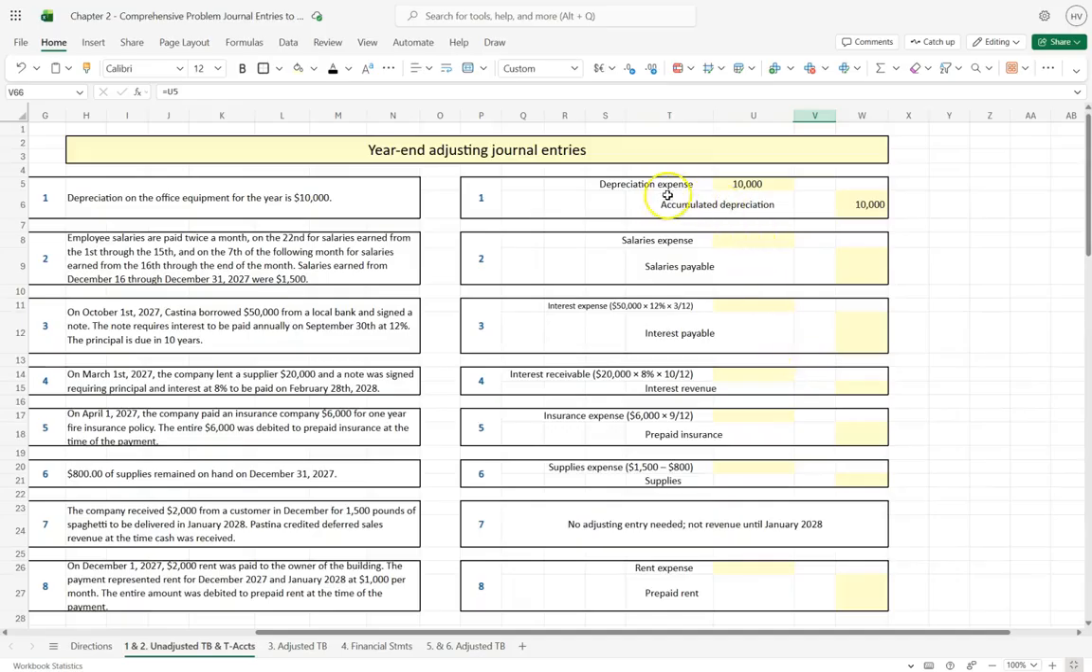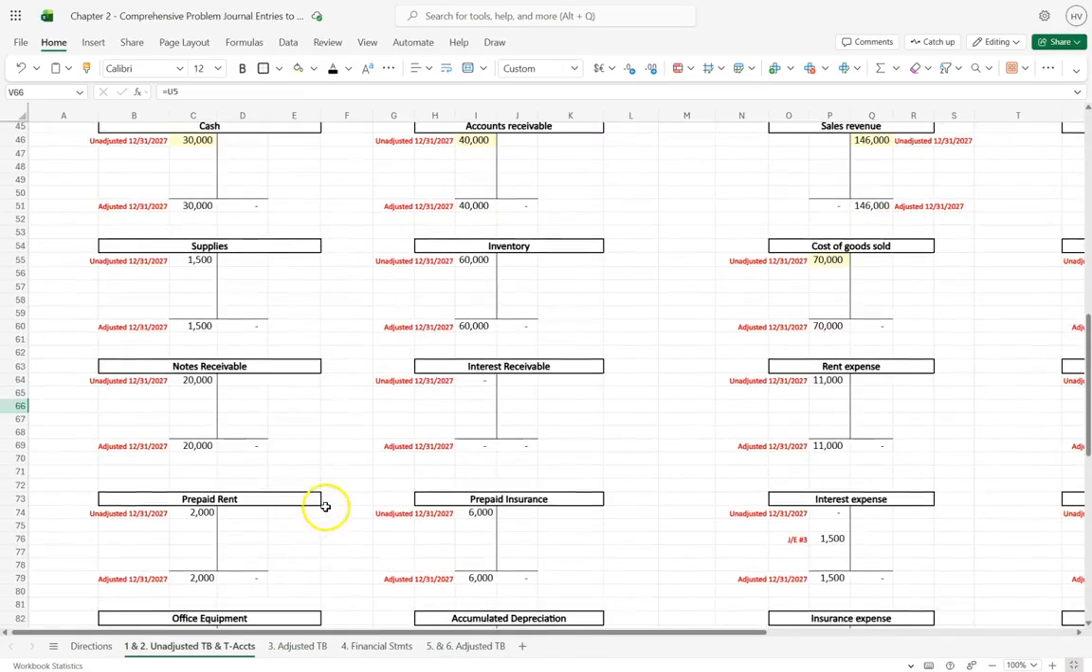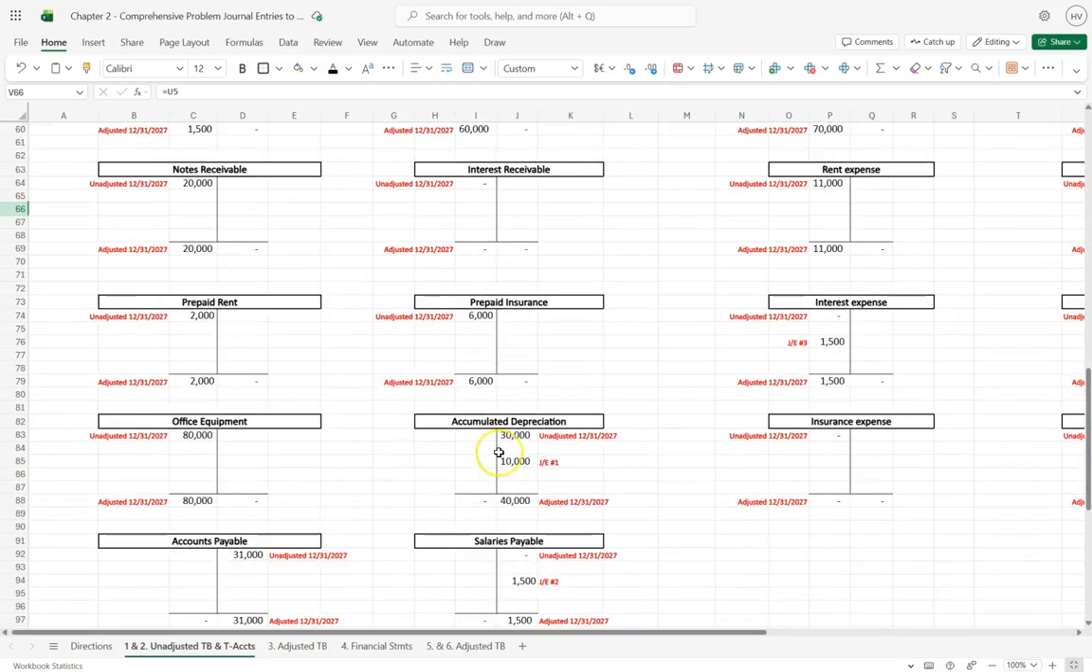And then the other part of this entry is credit accumulated depreciation, which is a balance sheet contra asset account. Because it reduces the asset, whether it's equipment or building, whatever it might be, it reduces that account. It's a contra asset account. We'll learn about that in later chapters. But here's my accumulated depreciation T account. My unadjusted trial balance already had a balance of $30,000, and I'm going to credit it for $10,000 for this first adjusting entry, year-end adjusting entry.